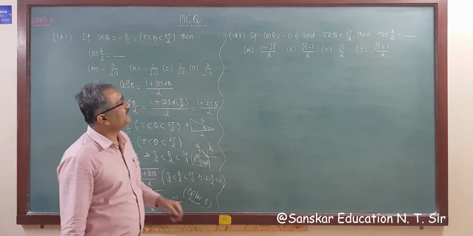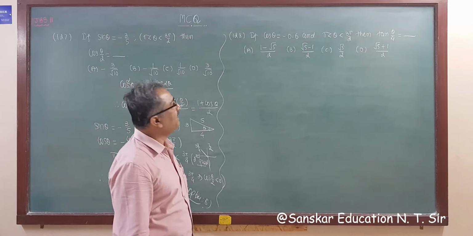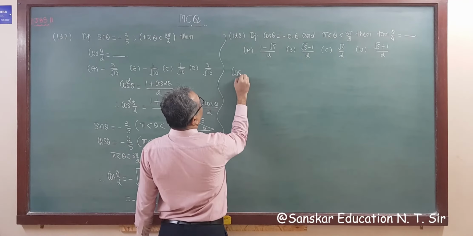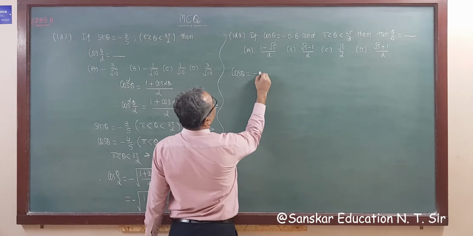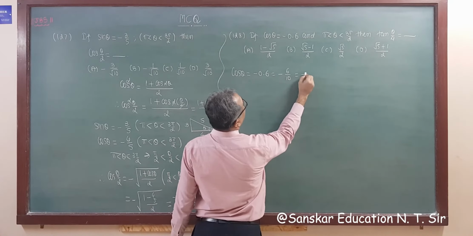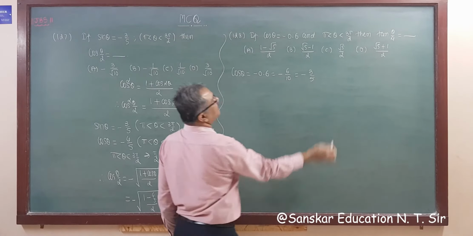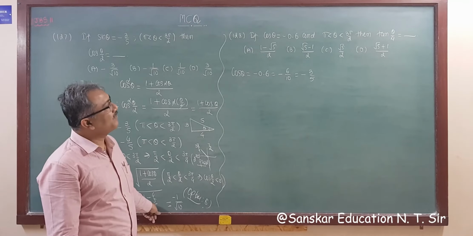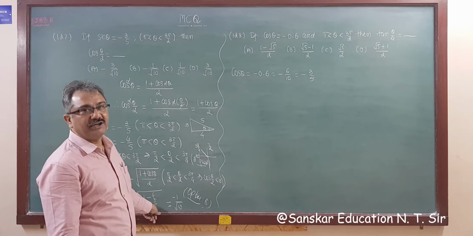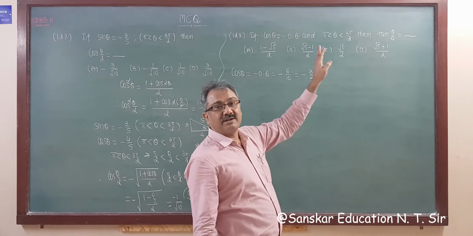Now next question, question number 128. If cos theta is minus 0.6, so cos theta is given minus 0.6, that is minus 6 by 10, that is minus 3 by 5. So cos theta is given minus 3 by 5. And pi less than theta less than 3 pi by 2, then tan theta by 4.